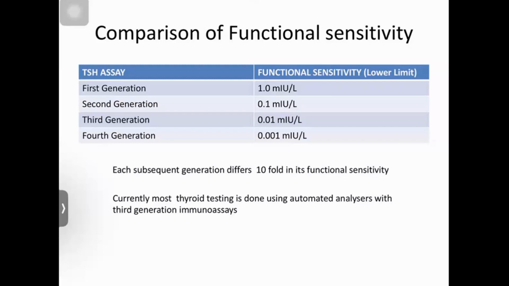So most of the thyroid testing at present is currently done using automated analysis with third generation immunoassays. So in third generation, we are using antibodies which sandwich the antigen TSH, and we don't have to use radioisotope now. We use enzymes or even chemical reagents which emit fluorescence.